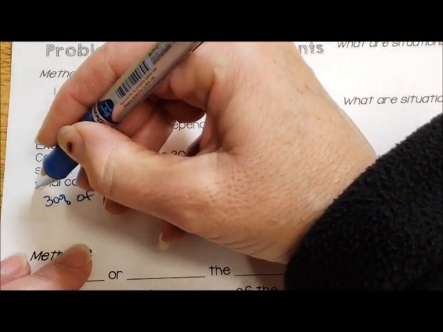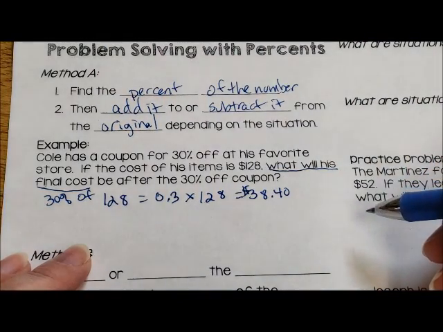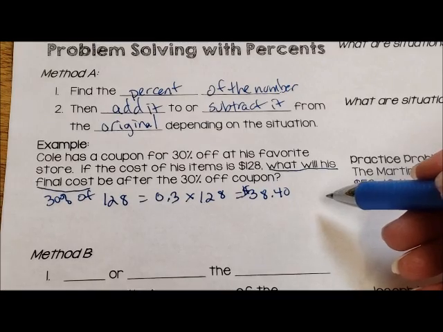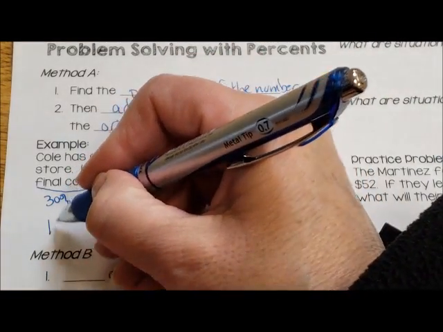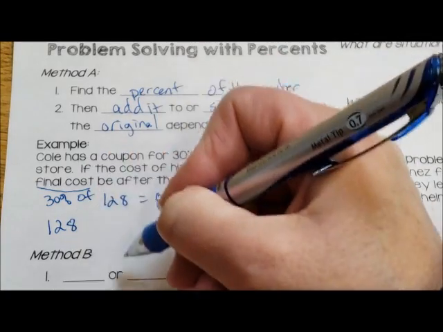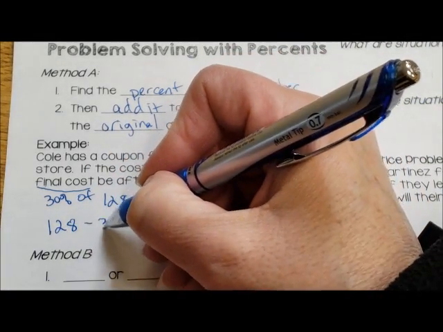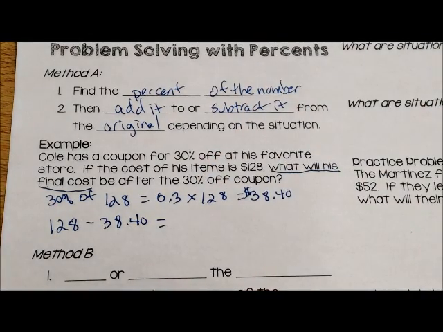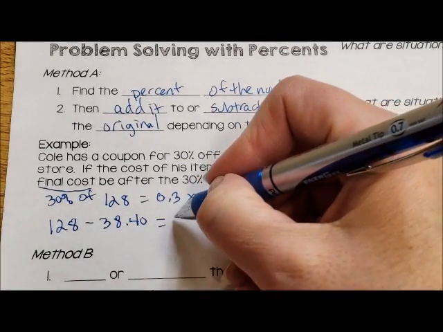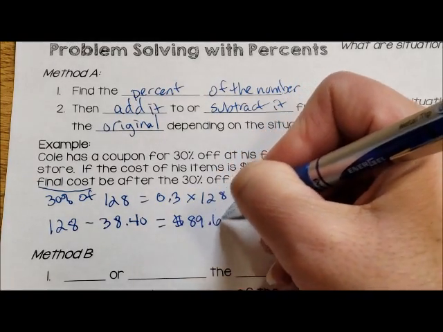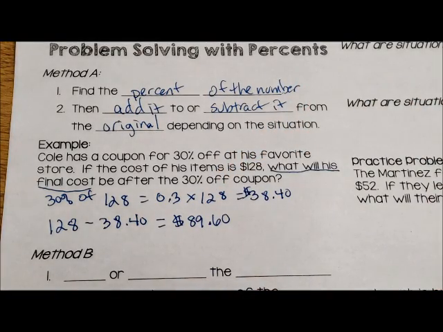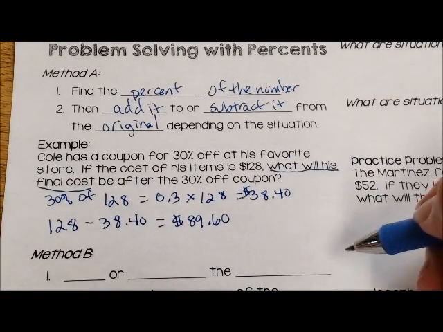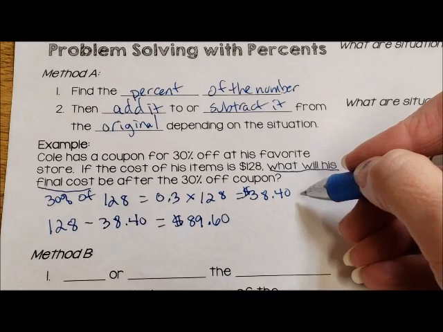So that's what we want to make sure. When you have problems involving percent, pay attention to what the question is asking. In this case, it's what's the final cost, not what's the amount saved. So it's just one extra step. We take the $128 original amount and we subtract $38.40 to find that what he's going to pay is $89.60. So that is his final cost, because that's after we've taken the savings of $38.40 off.